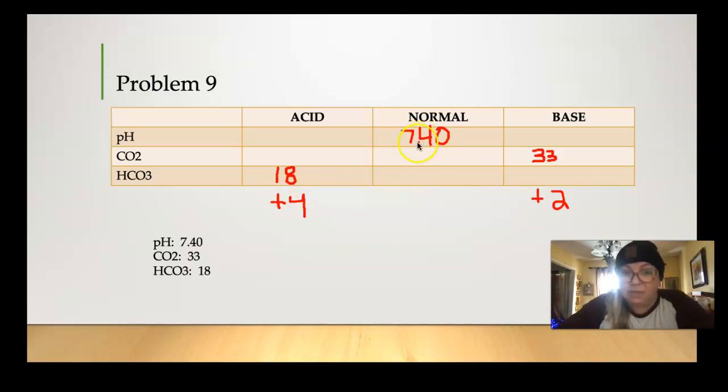Even though this is absolutely normal, it's not leaning one way or another. We can tell that this is most likely our problem system because it is the one that is the most out of range. So we're going to call this HCO3. That's metabolic, and it's in the acid column. So metabolic acidosis, fully compensated because our pH has been moved back to normal.